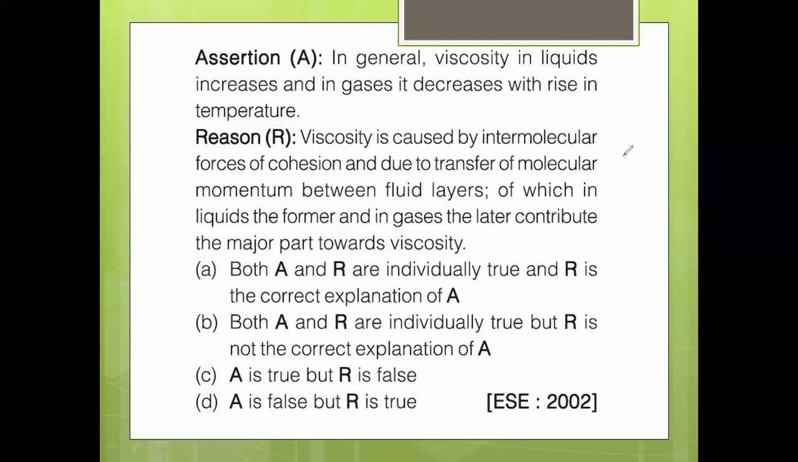You can tick mark there like this if the A is correct one. So you can write there A correct. If it is wrong, you can write like this. Then R. If it is correct, write like this. If it is wrong, you can write like this. So that while selecting the options, you will not get confused.